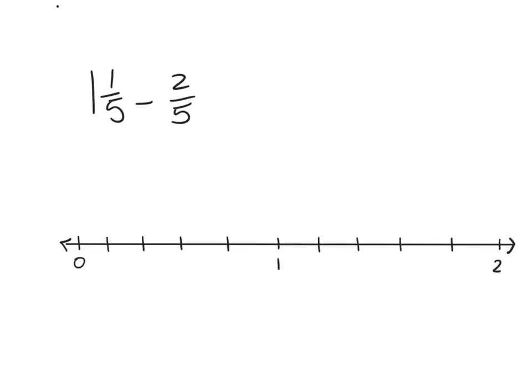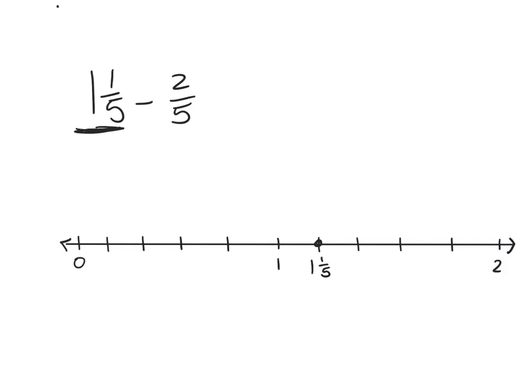In this problem, I'm going to be subtracting 1 1/5 minus 2/5. So it's a little bit trickier because our minuend is greater than 1. But we're going to use the same method when using the number line here to subtract this fraction. So I'm going to start by representing 1 1/5 on the number line. I already have my number line partitioned into fifths, so 1 1/5 is right here.